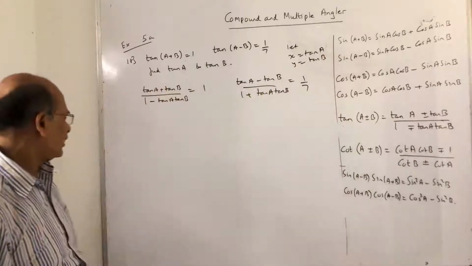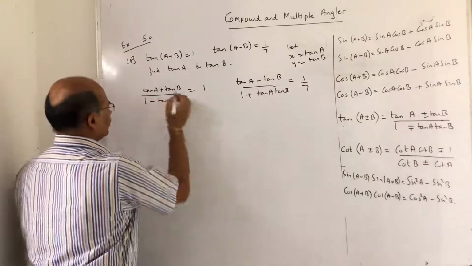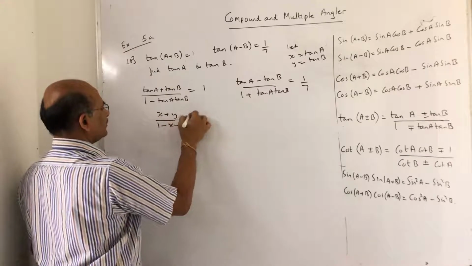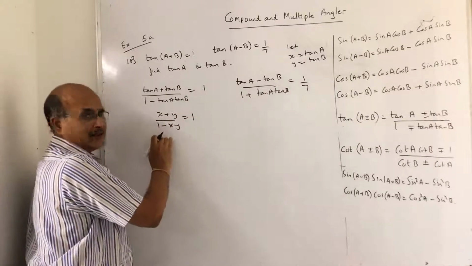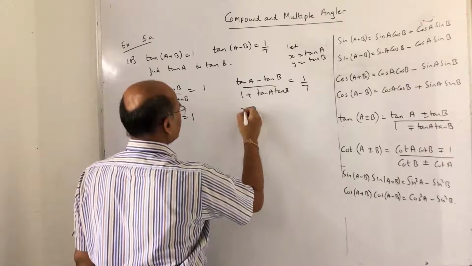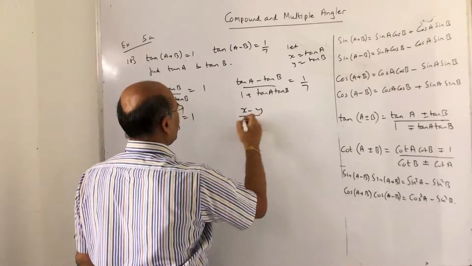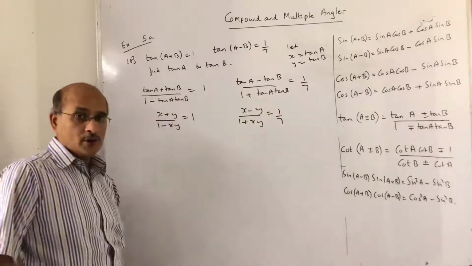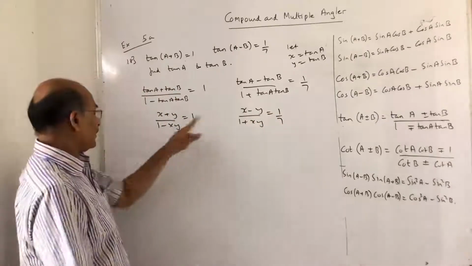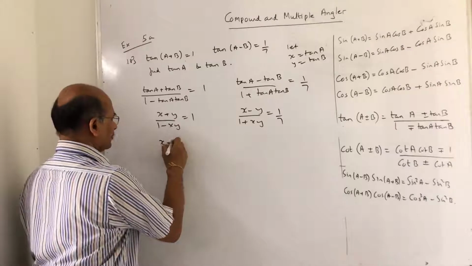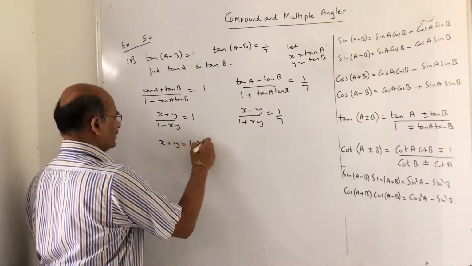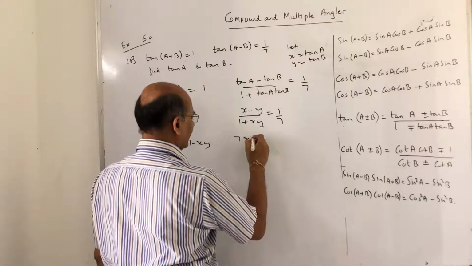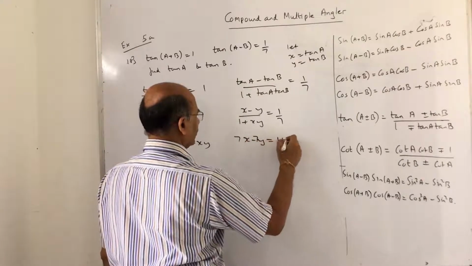So, just write it out as it is. This will become (x plus y) upon (1 minus xy) is equal to 1. Just for convenience, I have done this. Similarly, (x minus y) upon (1 plus xy) is equal to 1 upon 7. Now, what do you see in this? Let us see. Cross multiply. x plus y is equal to 1 minus xy, and 7x minus 7y is equal to 1 plus xy.